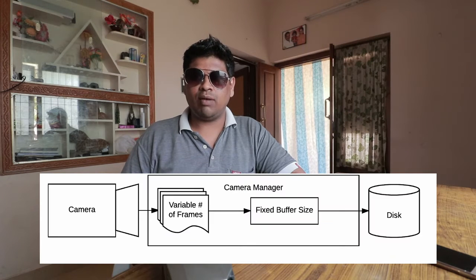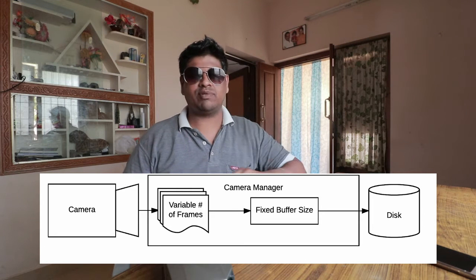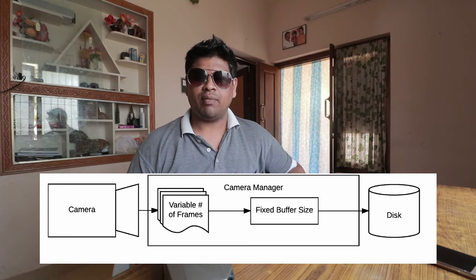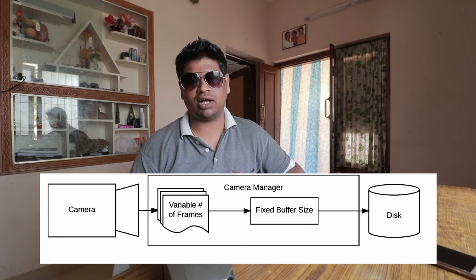And let's see about the camera buffer. Every camera has a different type of buffer, and camera buffer means the camera will record the details into the camera and transfer the details to the card. So the card has to be fast to get the details from your camera.